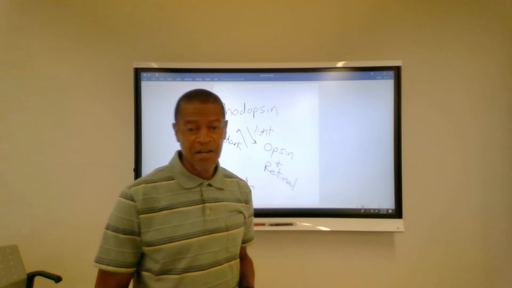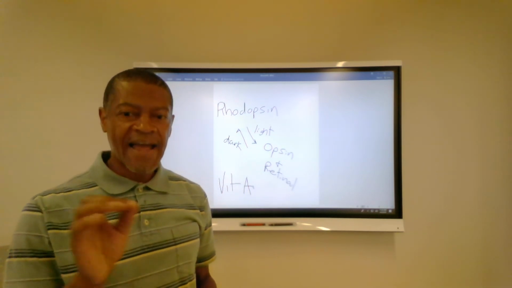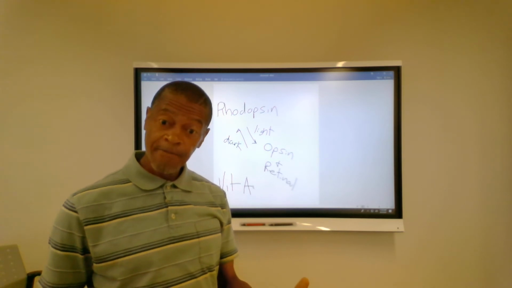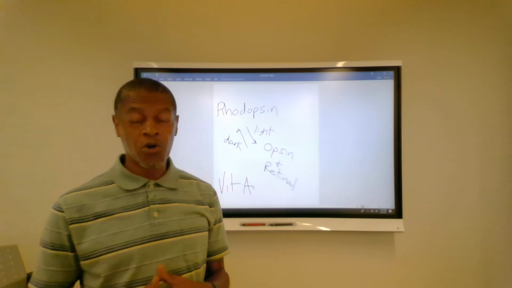Things like carrots, beta carotene. Carrots, beta carotene pigments. So those pigments are supposed to be very helpful for vision.